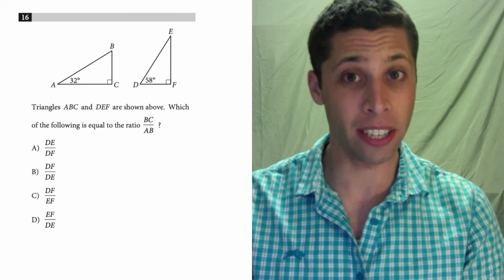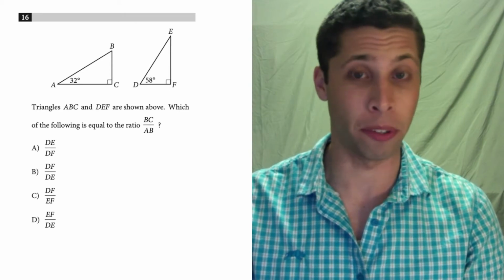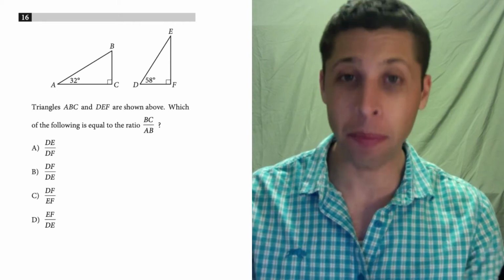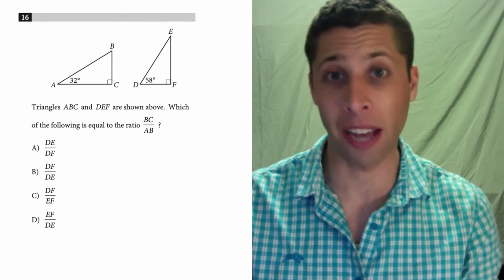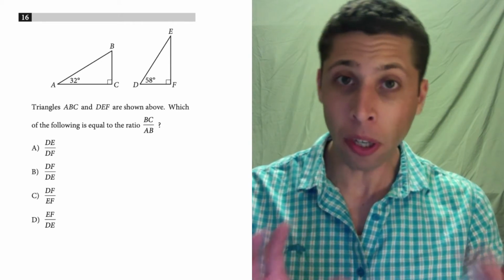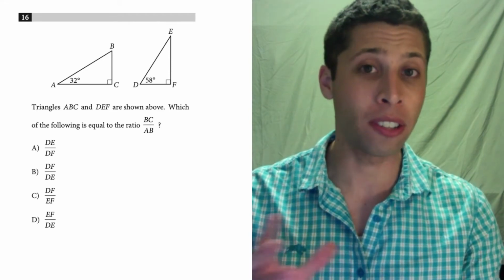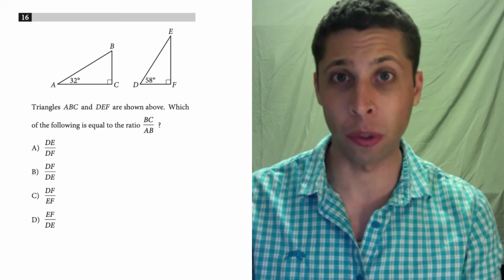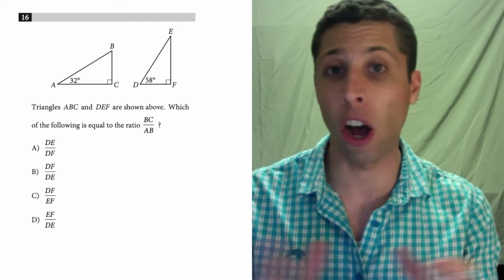Looking at number 16, it's pretty clear what we're dealing with here. Two triangles, they look pretty similar, so this is a similar triangles question, a common topic in geometry. But if we're a little unsure about how these things line up, then we should follow another rule that we have with geometry questions, which is to put as much stuff as we can on the picture.